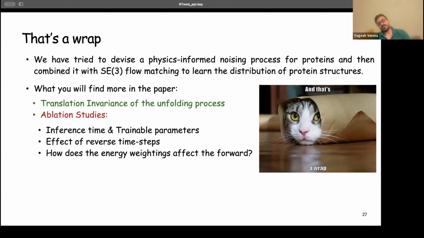And what you will find more in the paper, which I have not discussed, is how this unfolding process is SE3 equivariant or invariant with respect to rotations and translations, just to make sure that we are abiding by the symmetries of nature. And also how we parameterize our model, the neural network architecture, and also ablation studies over the inference time, trainable parameters, how the energy weightings affect the forward process. As we see, there is a certain energy that needs to be weighted in the K1 and K2 weights, and also what is the effect of these time steps in generating the protein structure. And that's all. Thank you for listening.